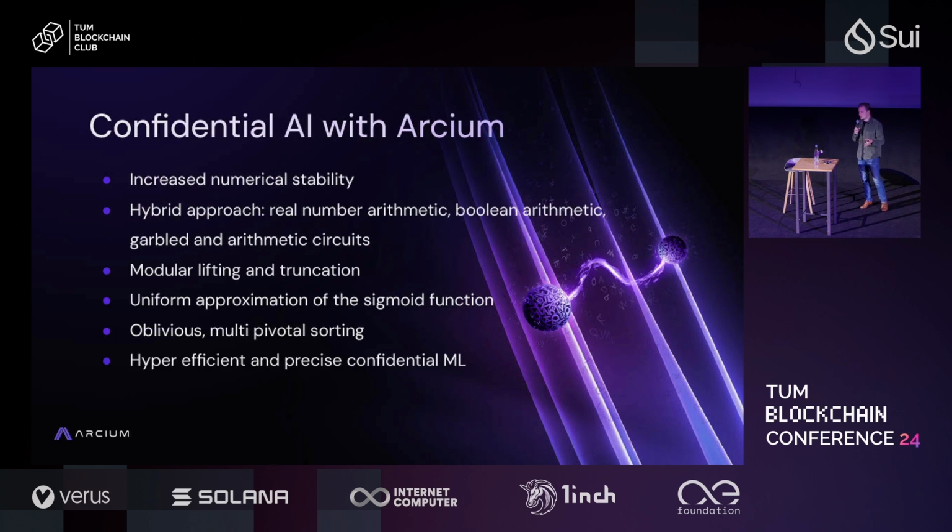And so what we were able to achieve with our multi-core MPC protocol is heavily increased numerical stability by combining different techniques. So having real number arithmetic combined with Boolean arithmetic, garbled and arithmetic circuits, and then performing a new kind of modular lifting and truncation protocol, because the issue in the past really has been representing real number arithmetic and tensor operations within those kind of cryptographic operations. And with our protocol, we were able to overcome those problems by some clever tricks, I guess.